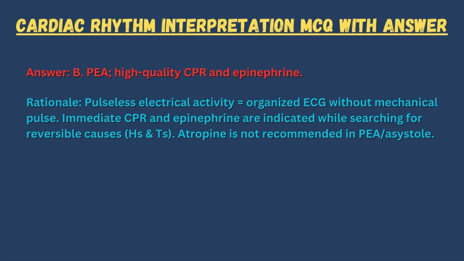Answer B. PEA, high-quality CPR and epinephrine. Rationale: pulseless electrical activity equals organized ECG without mechanical pulse. Immediate CPR and epinephrine are indicated while searching for reversible causes, the Hs and Ts. Atropine is not recommended in PEA or asystole.